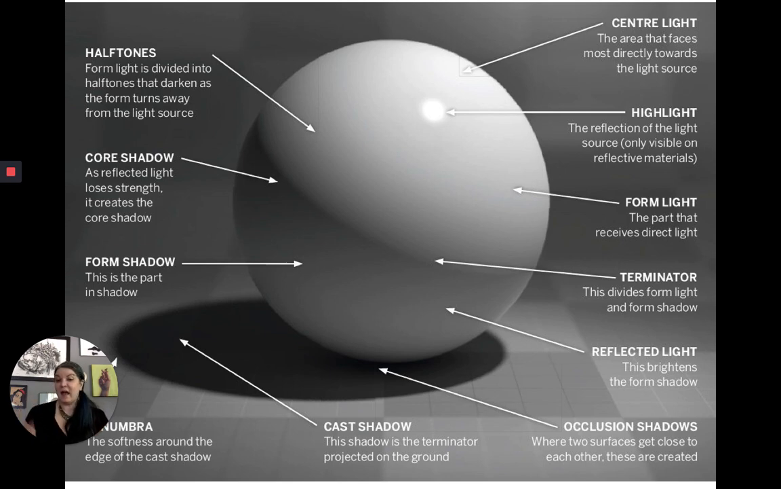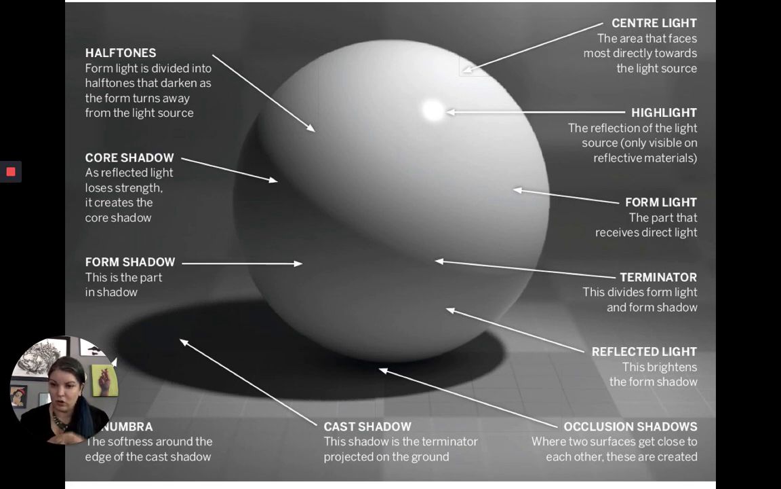And then we have the cast shadow. This is the shadow that the object projects onto the ground. Within the cast shadow, we have the occlusion shadows. This is where the surface of the object touches the surface of the table or whatever it's sitting on. So the occlusion shadow is the darkest part.